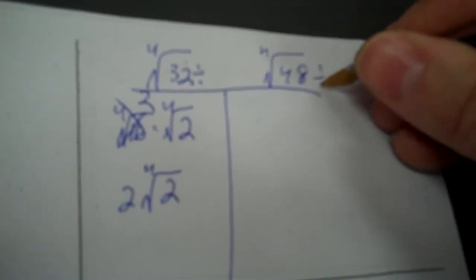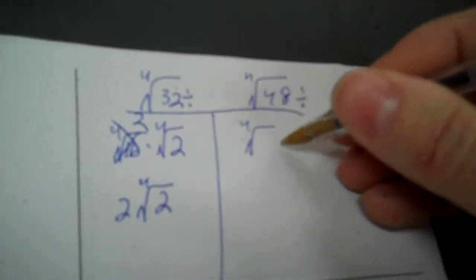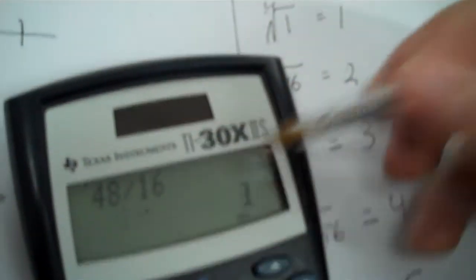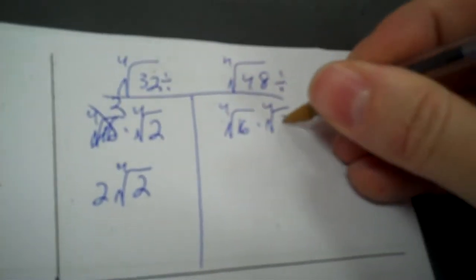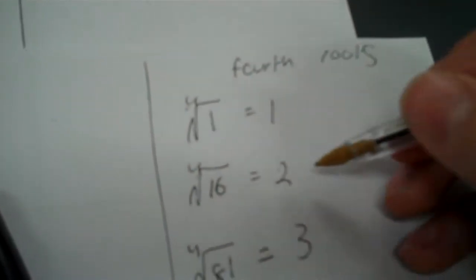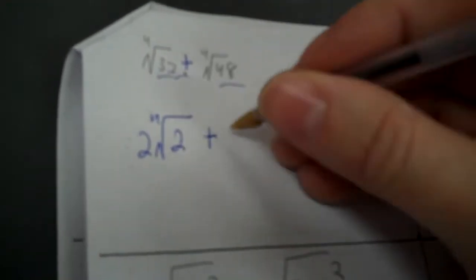Okay, divide into 48 because it's not on the list, and I'm trying to rewrite it into 2 radicals. And 48 divided by 16 is 3, so I have 16 and 3. And of course, the fourth root of 16 equals 2. Okay. All right, now I've simplified as much as I can.